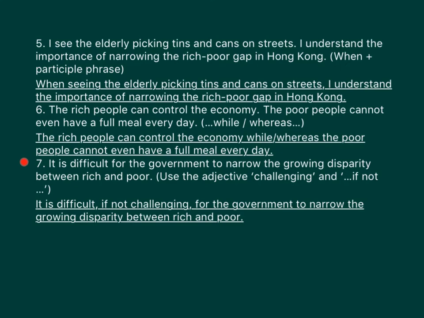Number 7, it is difficult for the government to narrow the growing disparity between rich and poor. It is difficult, if not challenging, for the government to narrow the growing disparity between rich and poor.